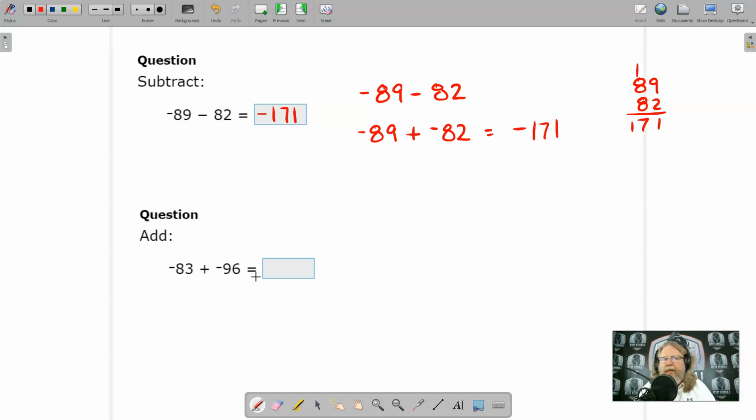Negative 83 plus negative 96. They're both negative and we're adding, so it's just going to get more negative. Now we just need to add those together. 83 and 96. 3 plus 6 is 9. 8 plus 9 is 17. Throw in our 179, so our answer is negative 179.